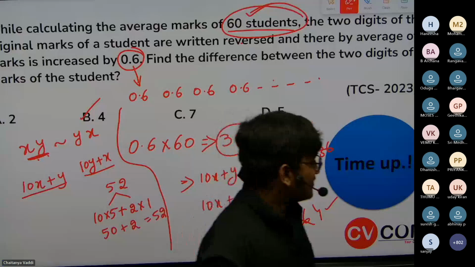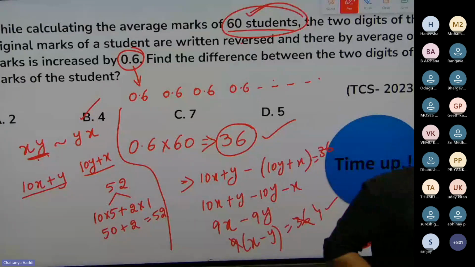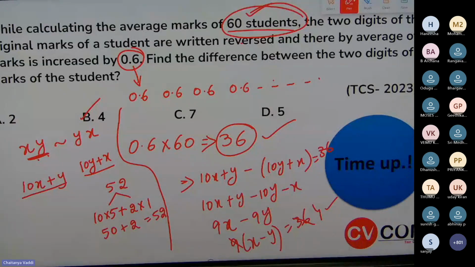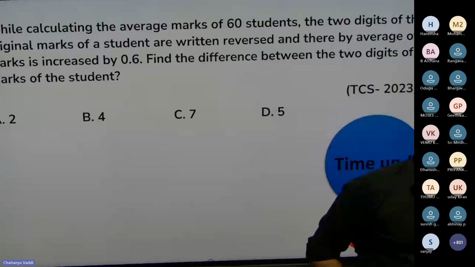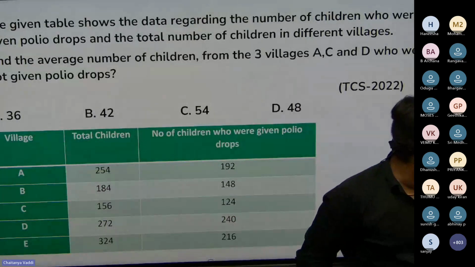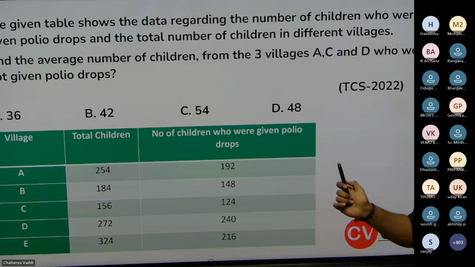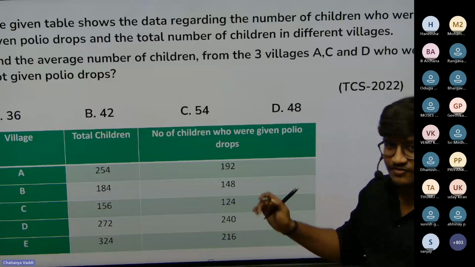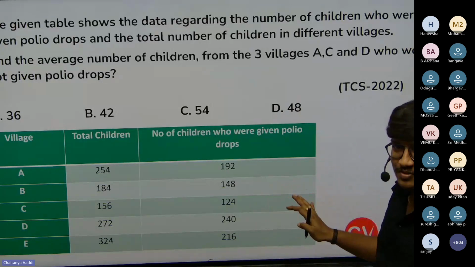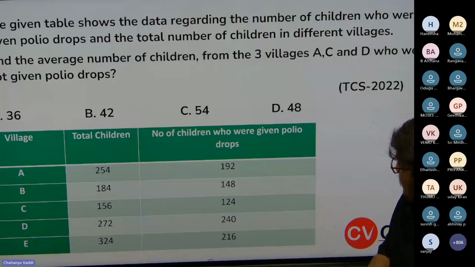Okay, guys. And I will give you one basic question. Even the same question given in the previous TCS NQT exam. Can you try to solve this question? This is a very easy question. No other concept required. Very basic question. So I'll give you 1 minute. Try solving this question.